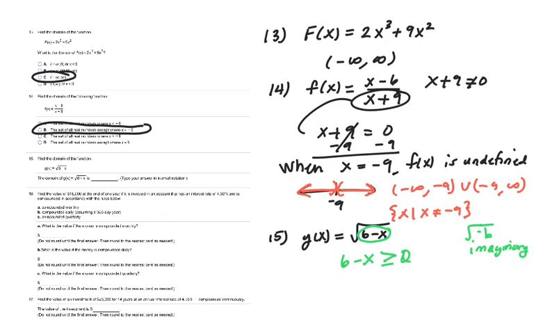Okay, and so here if we subtract 6 on both sides, we get a negative x is greater than or equal to negative 6. If we divide by negative 1 or multiply by negative 1, it doesn't matter here. We'll flip the direction of the inequality, and so x has to be less than or equal to 6. Okay, so as long as x is less than or equal to 6, we will not have to take the square root of a negative. So that's our domain for the square root of 6 minus x.